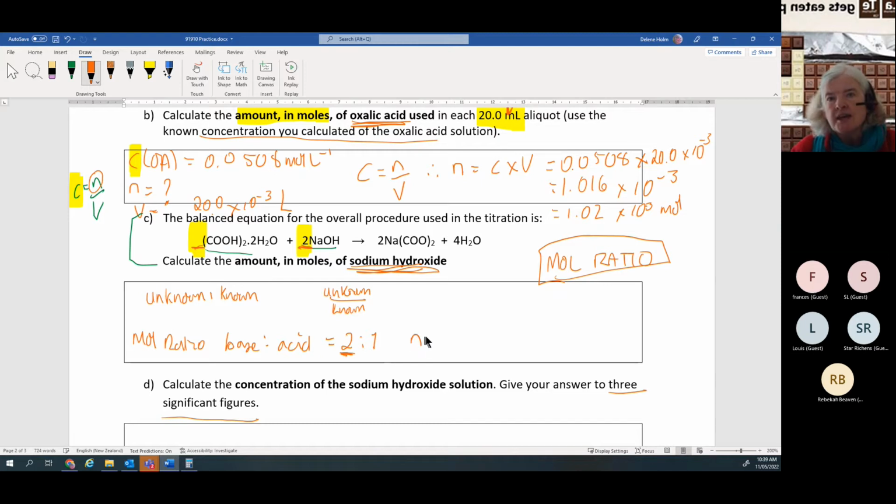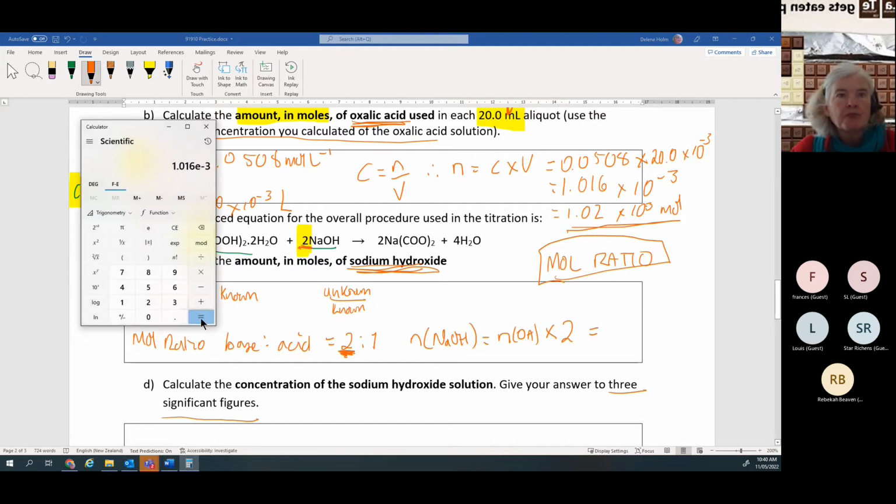So to get my N for sodium hydroxide, I take my N for my oxalic acid and I multiply it by 2. So that was the number we had for N for the oxalic acid. I just simply multiply that by 2, and so it's 2.032 times 10 to the minus 3.